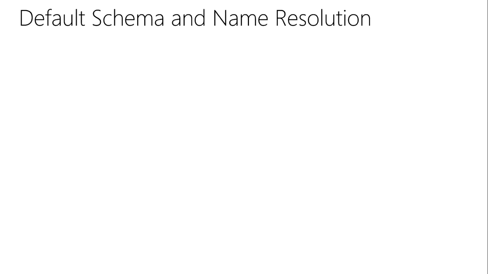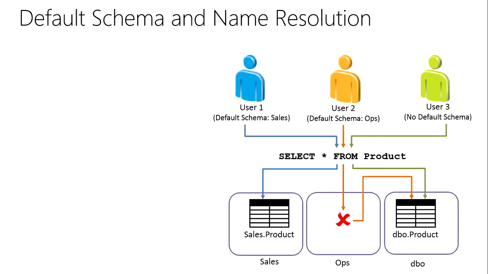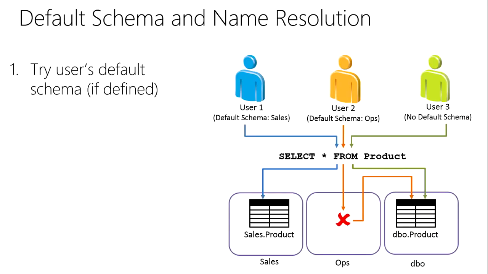All right, we talked about the naming boundaries. Tell me about how SQL Server goes about resolving cases where I don't specify the schema. Yeah, so this is a really important point. A performance tuning tip is around this default schema and name resolution. So if I did a select star from table, for example, and I didn't specify the schema, what SQL Server will do is first of all have a look at your default schema, if you've got a default schema defined.